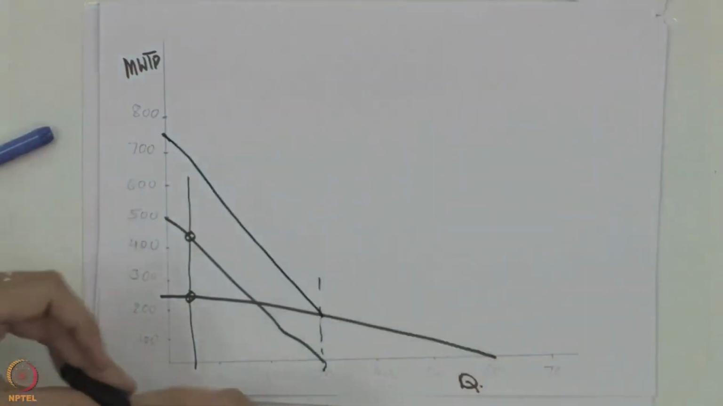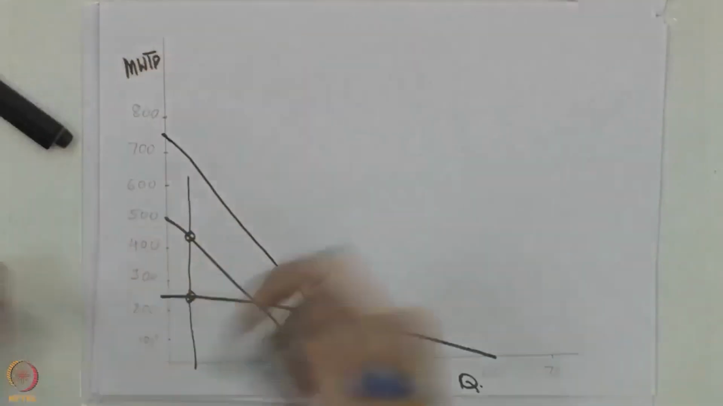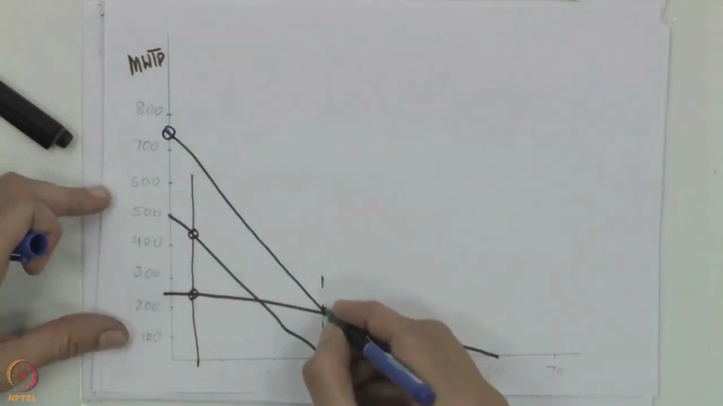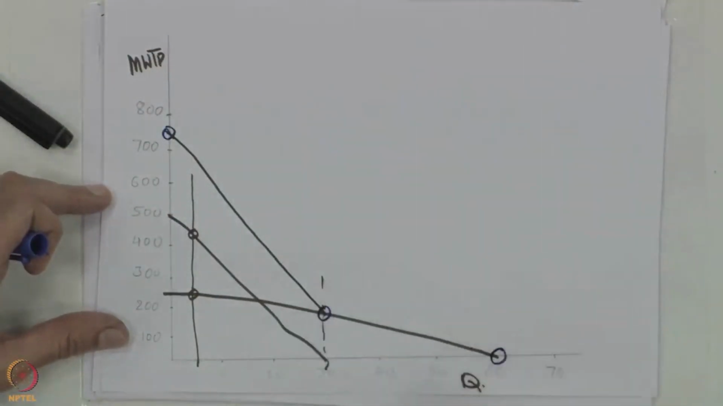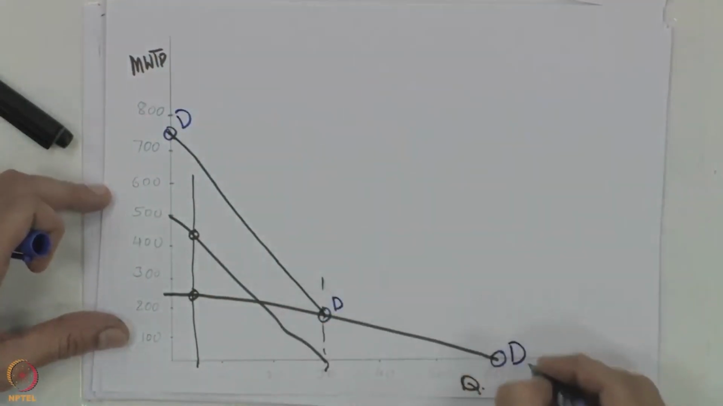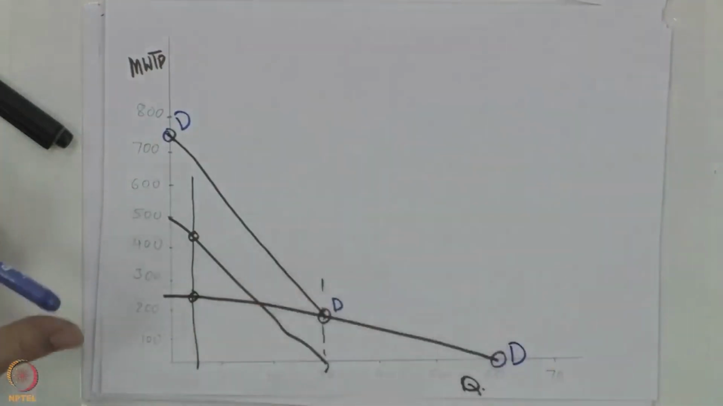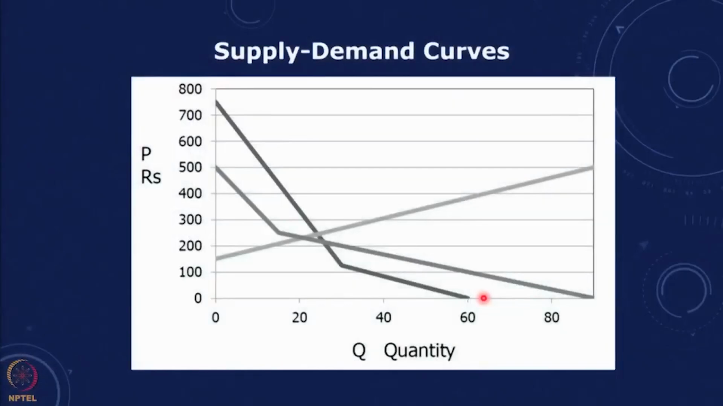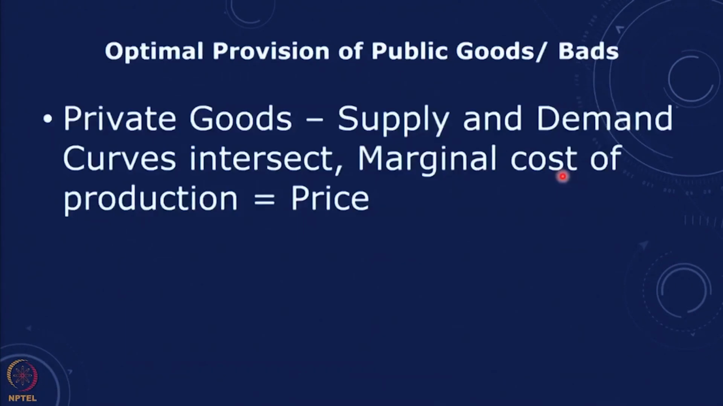So, this is how it is going to look. This will be our demand curve. So, the problem then becomes that when we look at this curve which we have drawn, in the case of the private good, when the supply and demand curves intersect, the marginal cost of production will be equal to the price.